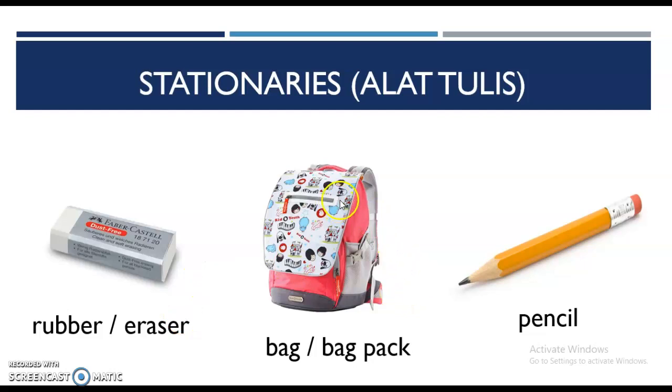Okay, number five. B-A-G, bag. Okay, nama panjang dia backpack. B-A-C-K-P-A-C-K, backpack. Okay, both are correct. Dua-dua pun betul. Okay, nama pendek bag, nama panjang backpack.